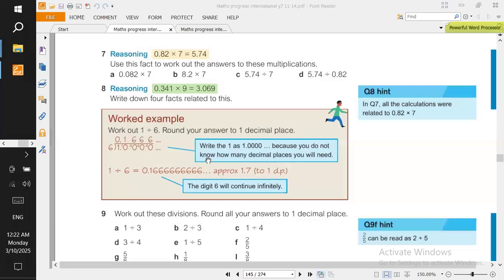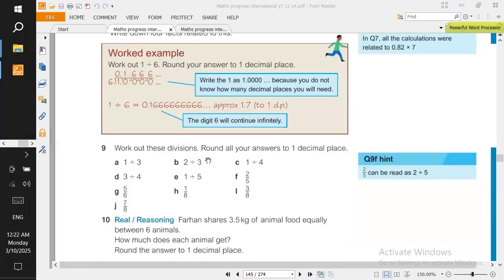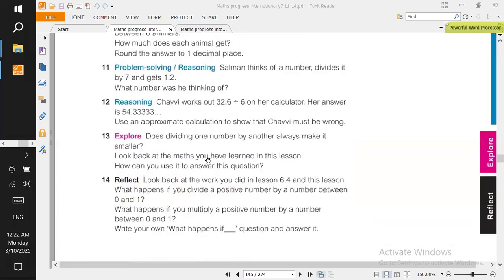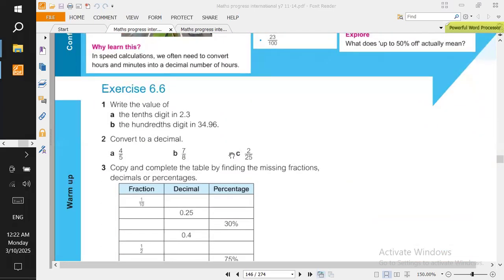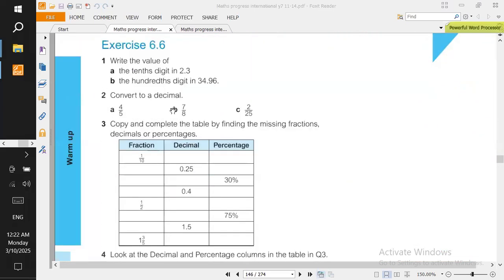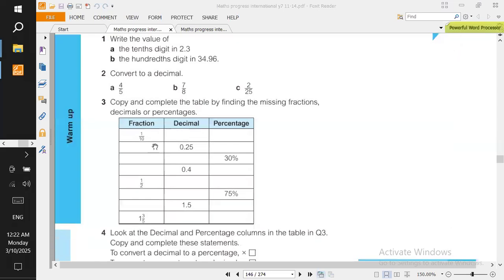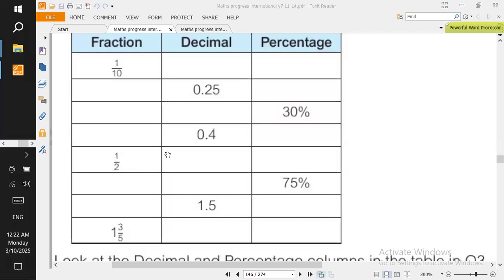Dividing a decimal by a whole number is done. Dividing numbers by each other is good. Yes, we covered it. Now we're going to talk about decimals, fractions, and percentages. Let's take a look at the questions. Converting numbers into decimals, fractions, and percentages. Take a look at this.